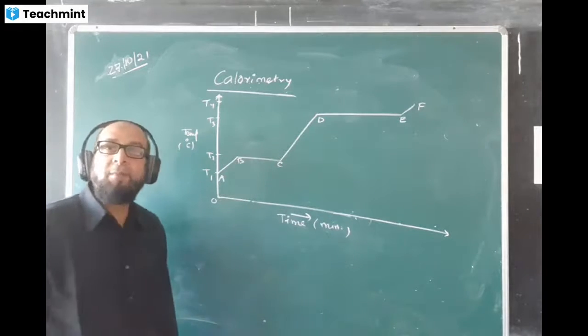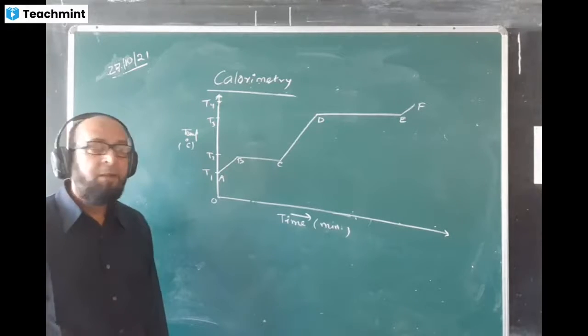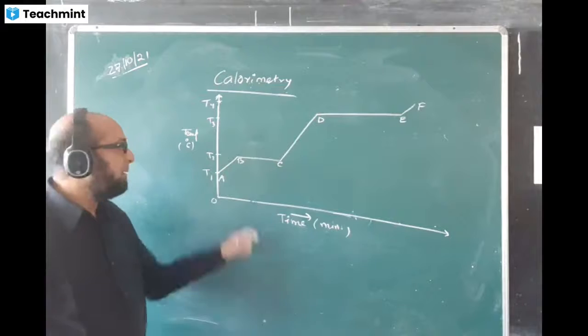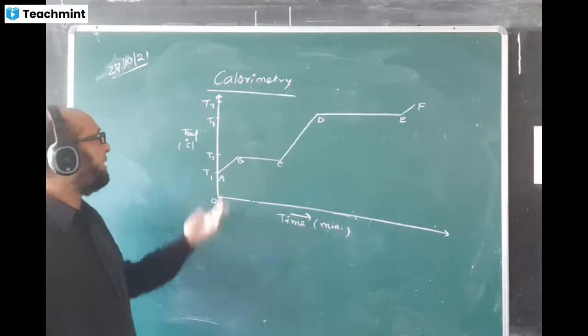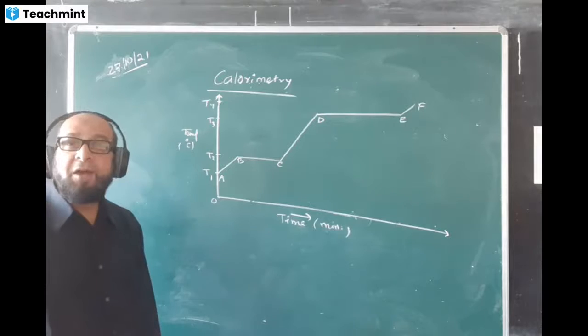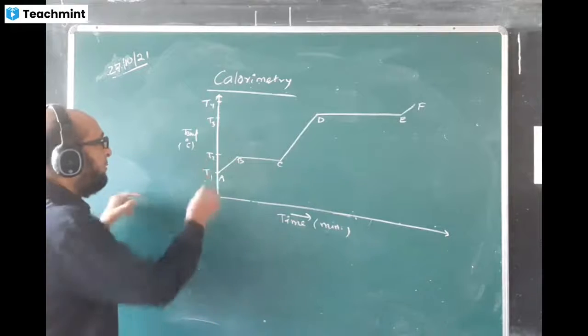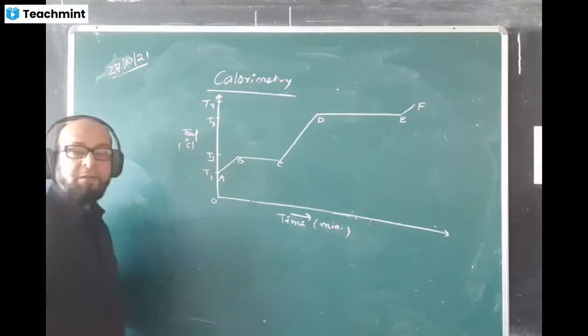The question asks, what is the melting point of the solid? Can you tell me what is the melting point of the solid? 100 degrees Celsius? Where do you see 100? This is the melting region. Then what is the temperature? What is the value of temperature here?